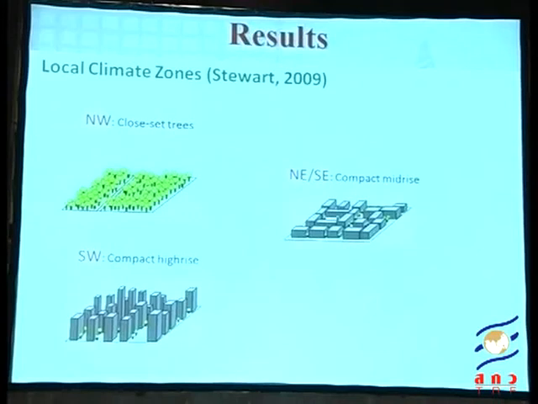It's called safe trees. In the northeast and southeast is the compact mid-rise. For the southwest, it's a compact high-rise. So then, if you can describe the land surface in the urban surface area in more detail, then it is possible to easily compare different research measurement results in different cities.